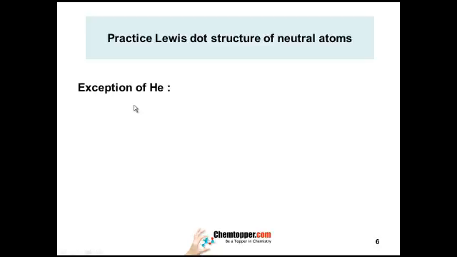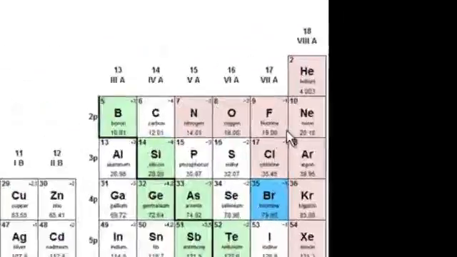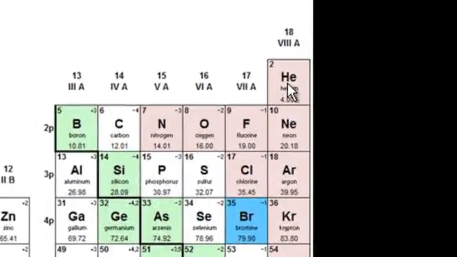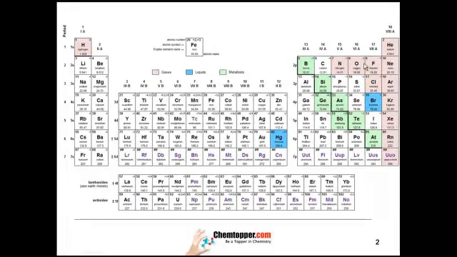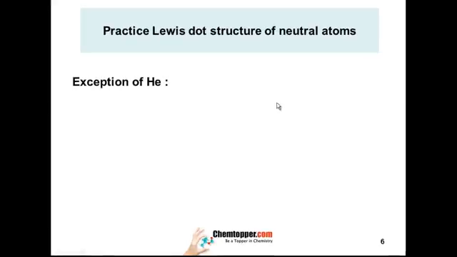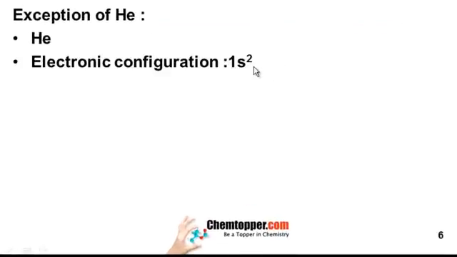There is an exception of helium in which the group number is not equal to the valence electrons. Group number of helium is 8A. It is a noble gas, but its valence electrons are only 2. Because in its electronic configuration, the outermost shell is 1s and it has only 2 electrons in that 1s shell. So when you are making the Lewis dot symbol of helium, we have a pair of dots indicating these two electrons.